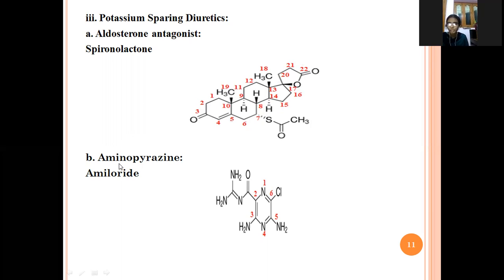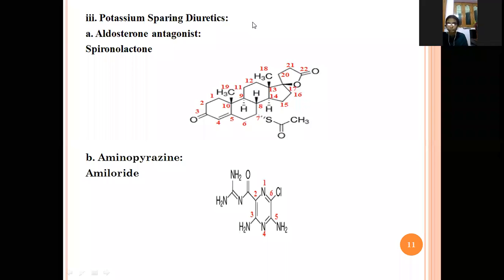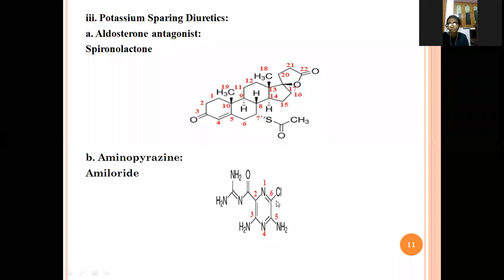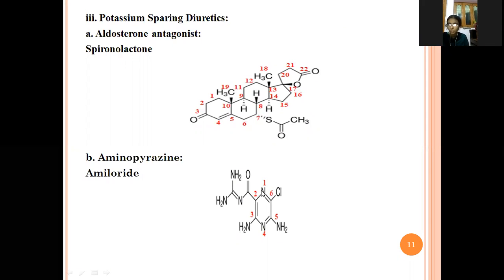So next one is aminopyrazine. The drug is amiloride. So this is the structure of amiloride. If we see here, this is the structure of the pyrazine. See here, 6-membered ring. In the first and the fourth position, the nitrogen group is attached. So it is a pyrazine. In the 6th position, the chlorine atom is there. In the third and fifth position, amine groups are attached.